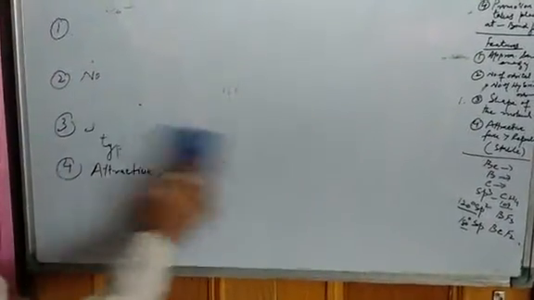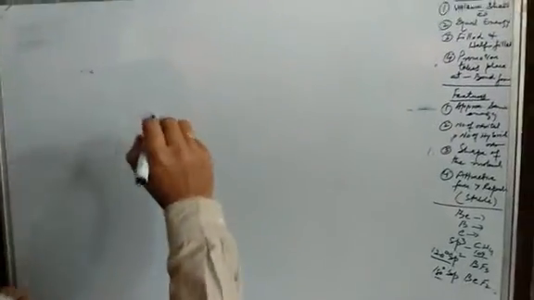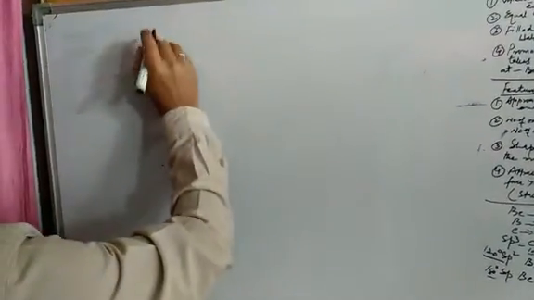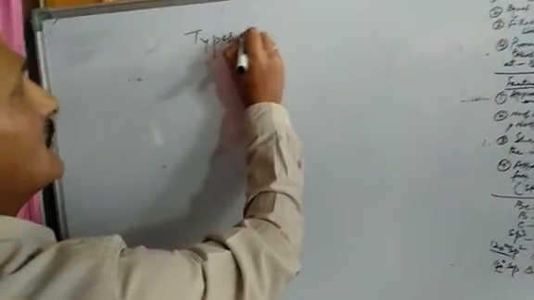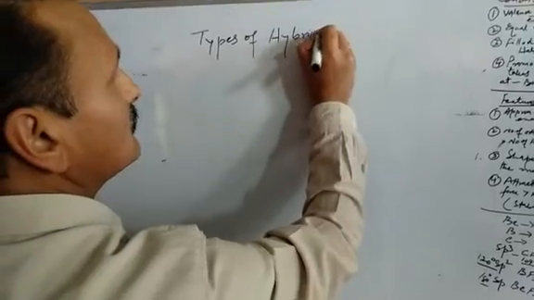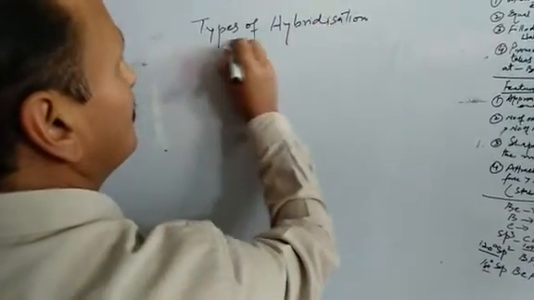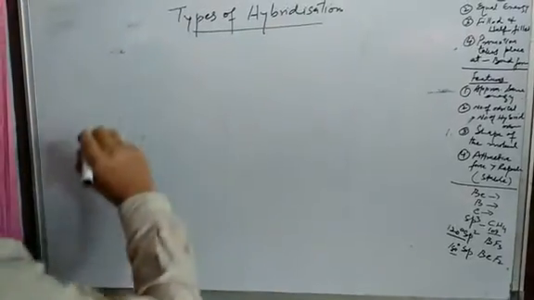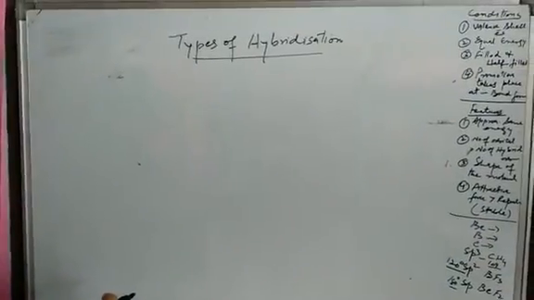So this was hybridization. Then there are types of hybridization. We have many types of hybridization, but we shall be discussing them in the next lecture. So for today it is sufficient.